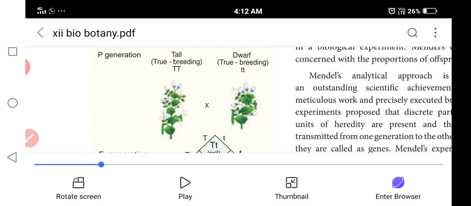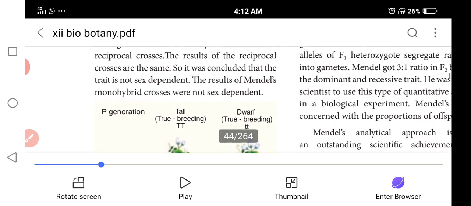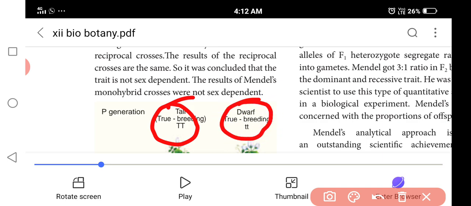At the first time, Mendel focused his attention on the pattern of inheritance of a single character at a time. He crossed pure tall plants with pure dwarf plants. That is the parental generation. For this, he removed the anthers from the tall variety plants before self-fertilization could have occurred.